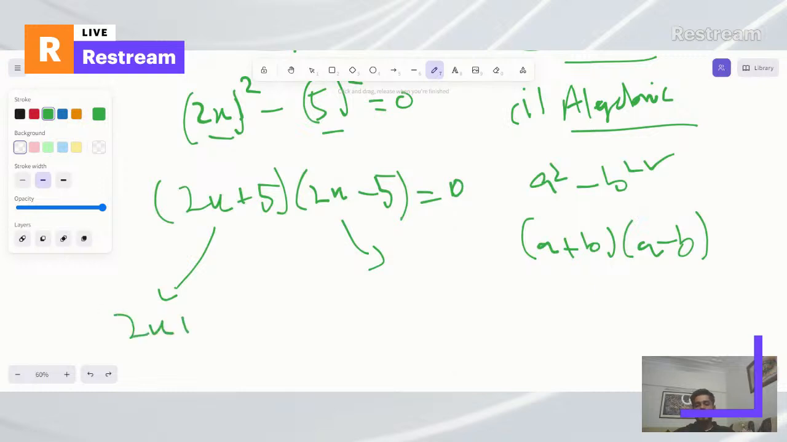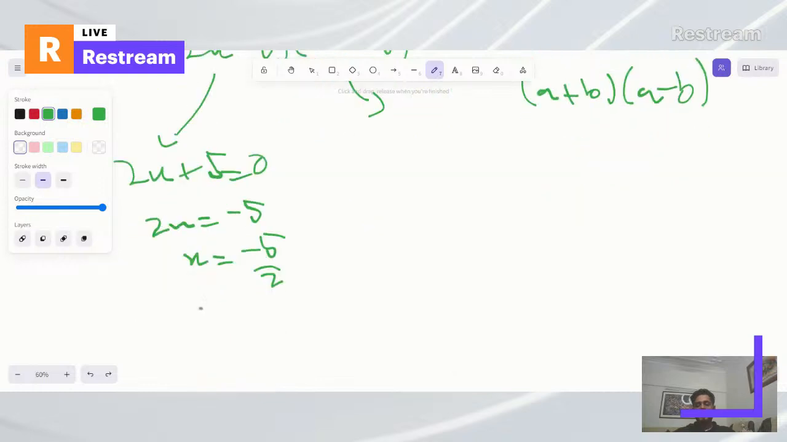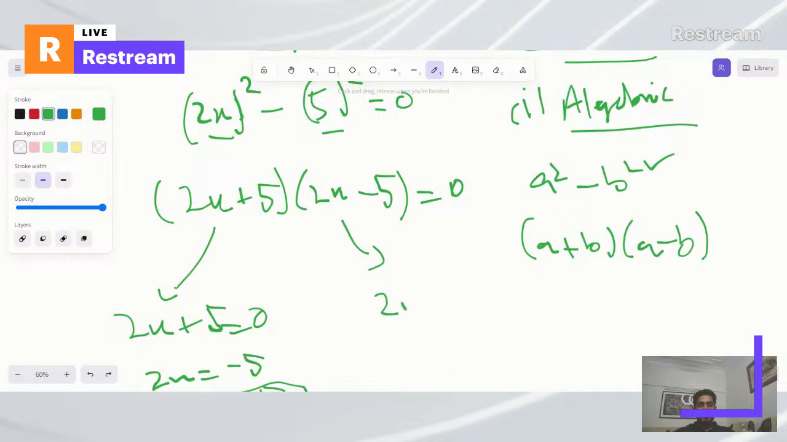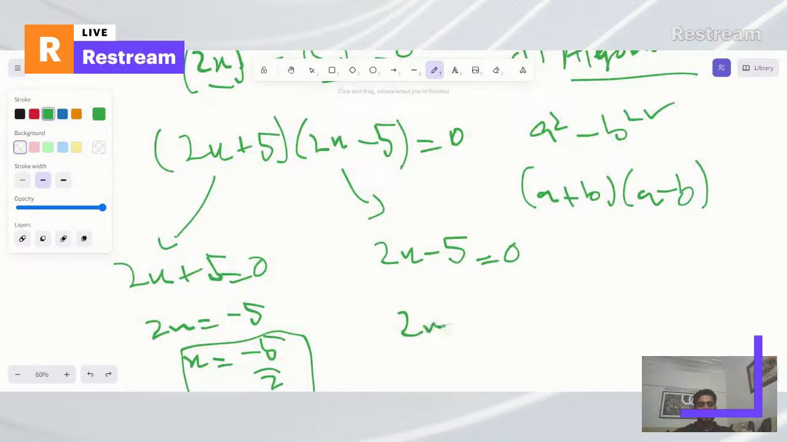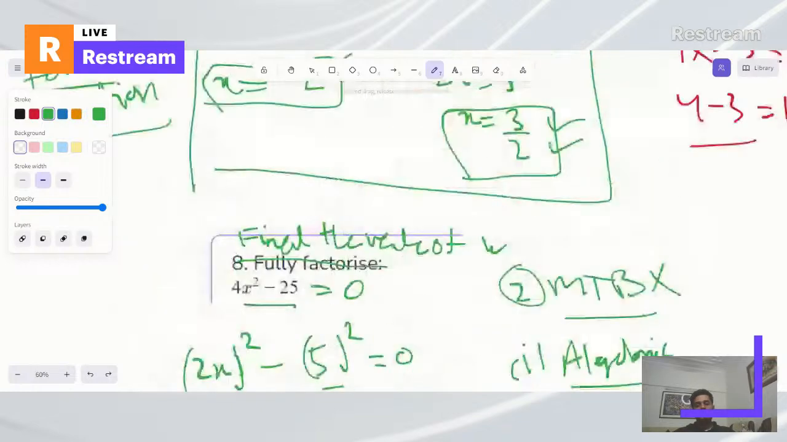So 2x plus 5 equals to 0. My answer is going to be what? 2x equals to negative 5, and the answer is going to be negative 5 over 2, right? So this is one value. The other value is going to be what? 2x minus 5 equals to 0. 5 goes to the other side and becomes positive 5, then I move 2 to the other side, so it becomes 5 divided by 2, right? So these are the two values which I get when I solve this quadratic equation.